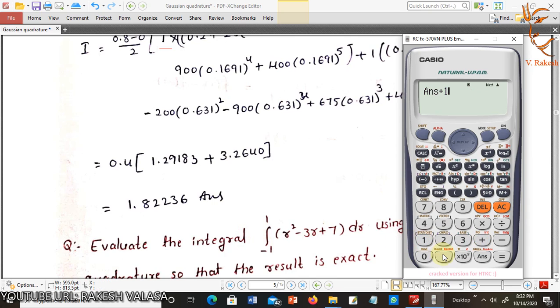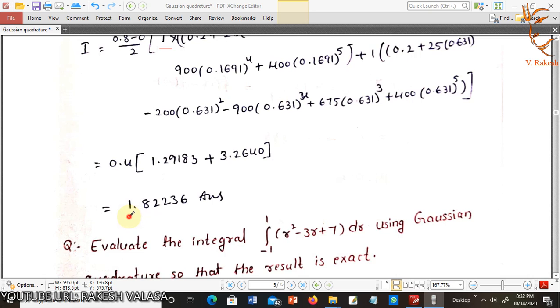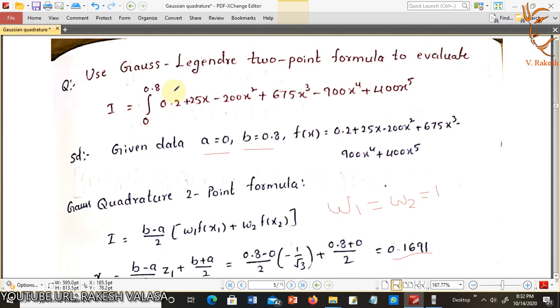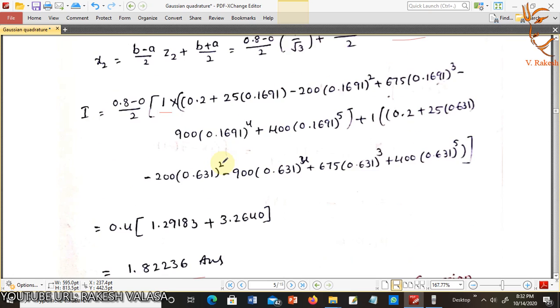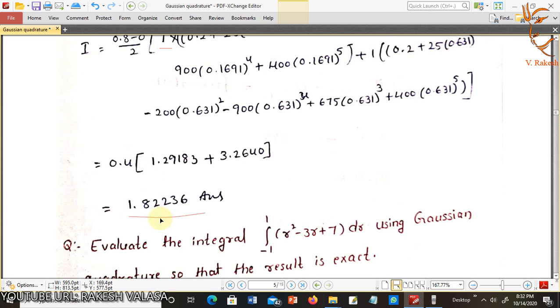Summation of 3.2640 and 1.29183, the answer is 4.5559129, into 0.4. Final answer is 1.82236. This is the final answer for the given problem, that is the Gauss-Legendre two-point formula for the given function. The answer is 1.82236.